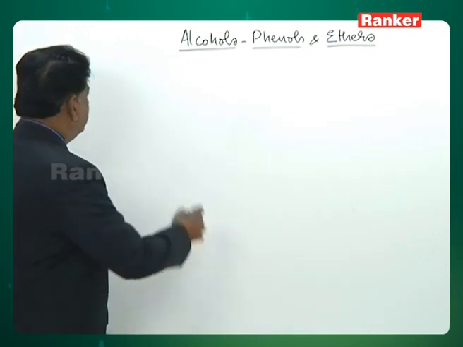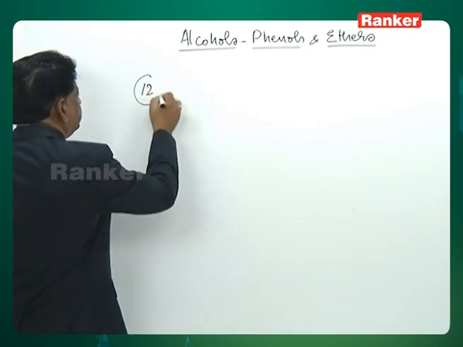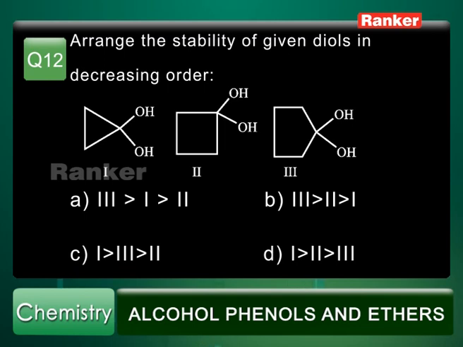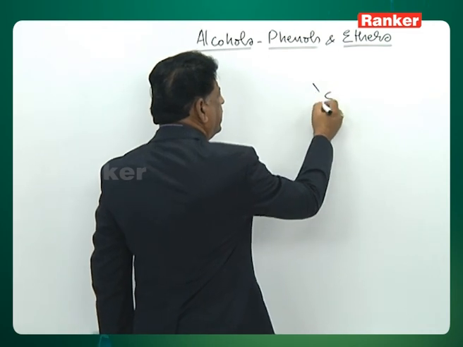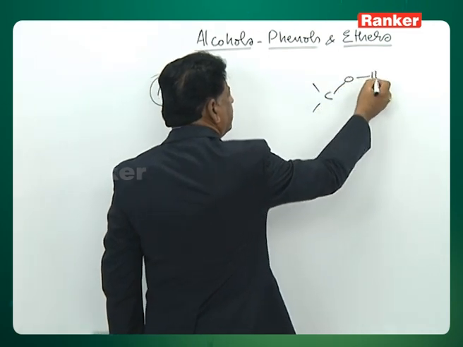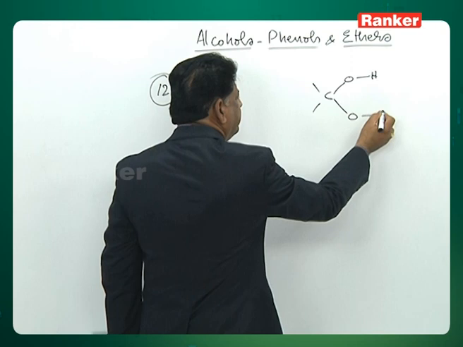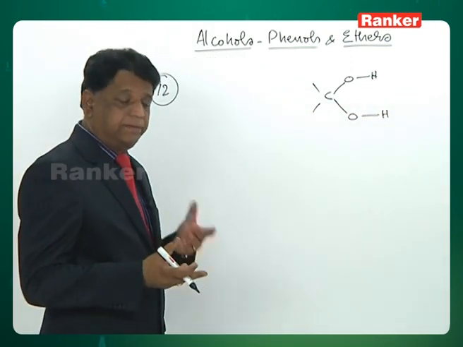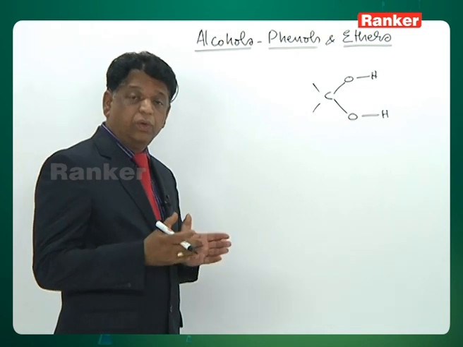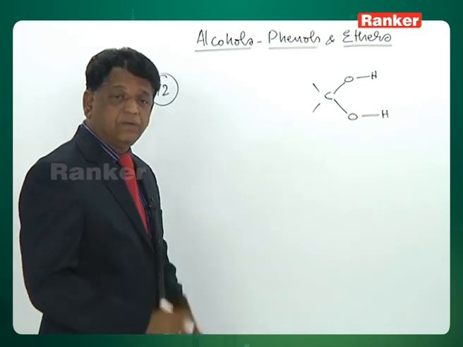So let's go to the 12th question. The question is, arrange the stability of the given diols in decreasing order. In general what happens? A carbon attached with 2 OHs, quite a number of elements will have, like for example sulfuric acid has 2 S double bond O's and 2 SOHs. The 2 OHs are quite stable.